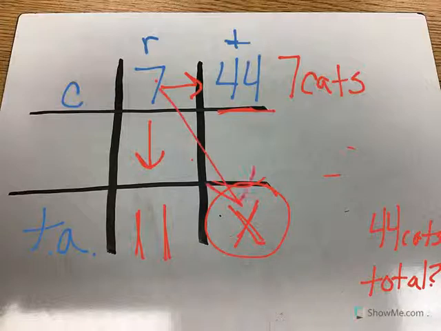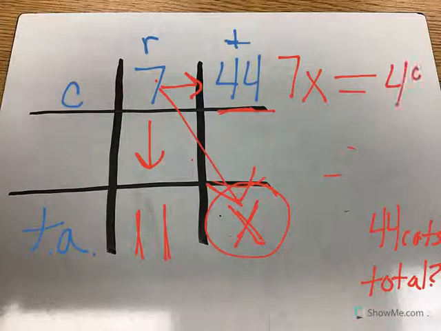Okay, so we're going to do 7 times x. So I'm going to erase the cats and do 7 times x is 7x. A number times a variable is just 7 times x is 7x. And then do 11 times 44. And we're going to get 484. Now, once I'm at this point, it's an algebraic equation.